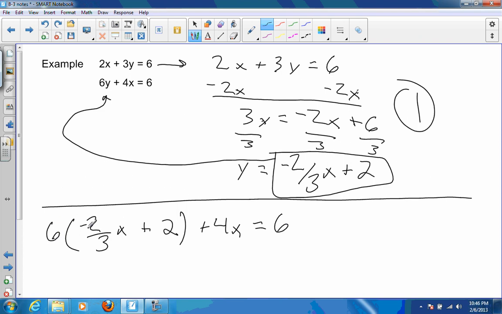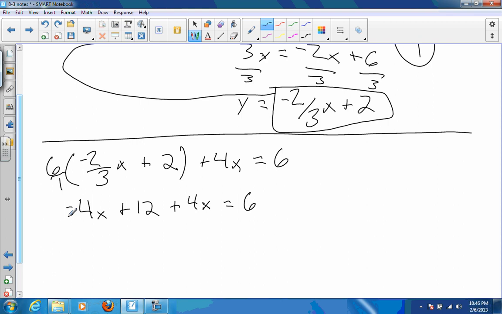I've got 6 times negative 2, which is negative 12, over 1 times 3, which is 3. Negative 12 over 3 gives me negative 4x. 6 times 2 gives me 12, so I've got plus 12. And then finishing off the equation, I've got plus 4x equals 6. All right, simplifying some more. Again, I've got 4x and negative 4x. That cancels out. So look what I get now.